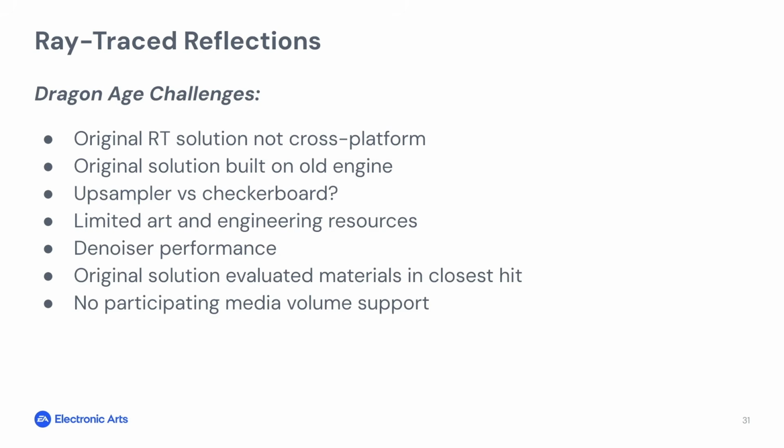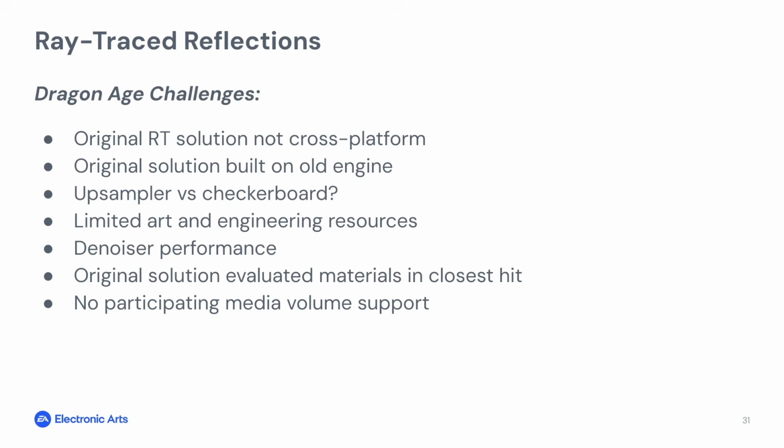Next, the original denoiser from Battlefield 5 was ported to consoles, but didn't perform well, so we decided to switch that out for one based on SVGF. I'll talk more about that later. Another thing we knew we needed to address was that we had been evaluating artist-driven shader graphs and closest hit shaders. This worked okay on high-end PCs with really powerful graphics cards, but it wasn't going to cut it on consoles. And finally, we needed to add support for participating media volumes. These fog volumes were a huge part of setting the mood in Dragon Age, and so we needed to make sure that ray tracing supported them as well.